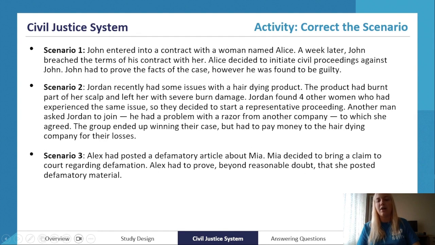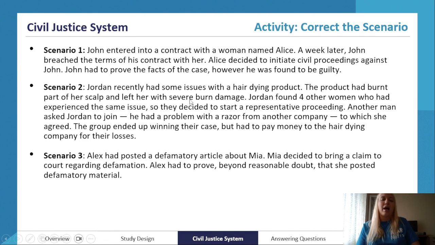First one, Jordan found 4 other women. So how many members does that make in the plaintiff group? 5. What's the minimum that we need to initiate a class action? 7. So we cannot have a representative proceeding in this case. If they all wanted to initiate a claim against this company, they would all have to do so individually and individually take the company to court.